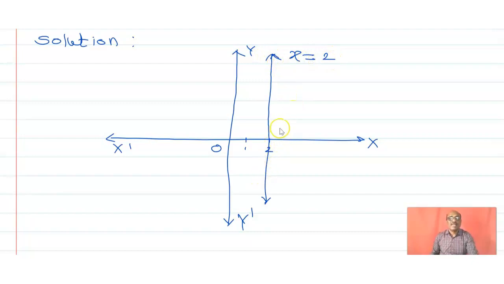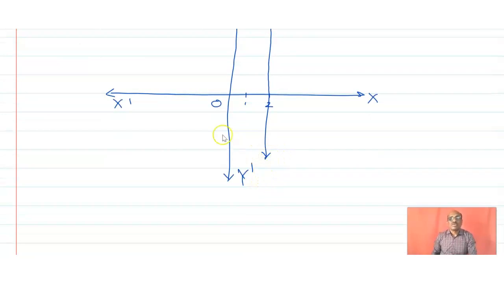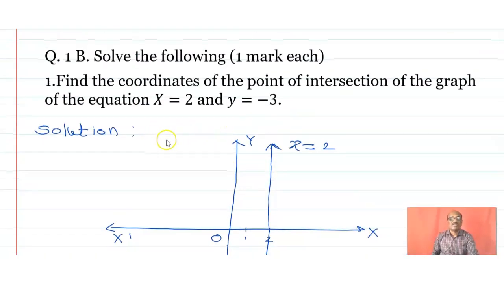Okay. The next line he gave us is y equals -3. So here -1, -2 and -3. y equals -3 means that line is parallel to the x-axis. Then what is the point of intersection? x equals 2, and then y equals -3. This is the point of intersection.